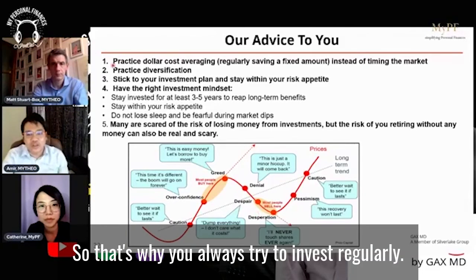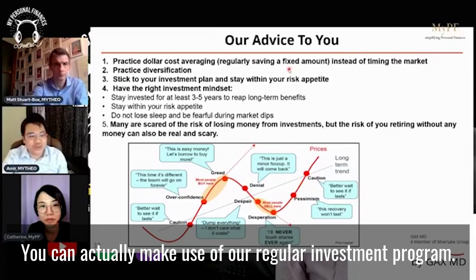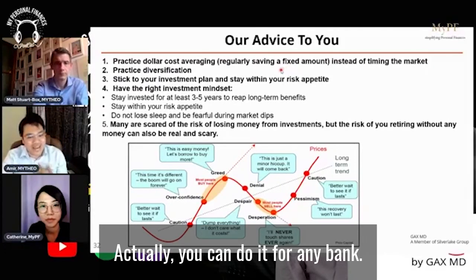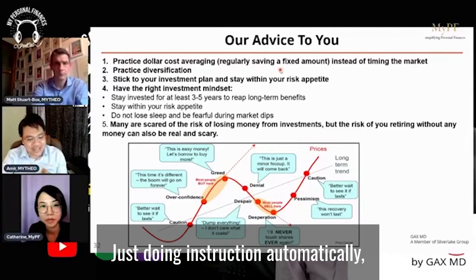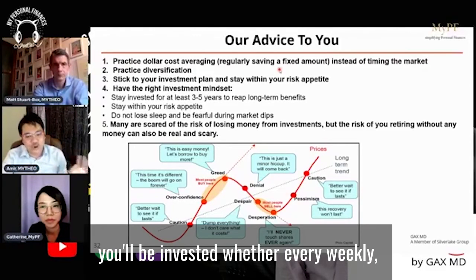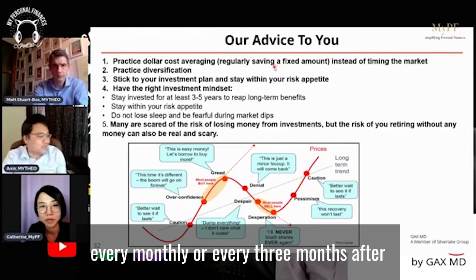So that's why you should always try to invest regularly. You can make use of our regular investment program. Actually, you can do it for any bank. Just do a standing instruction, and automatically you'll be invested, whether every week, every month, or every 3 months, up to you.